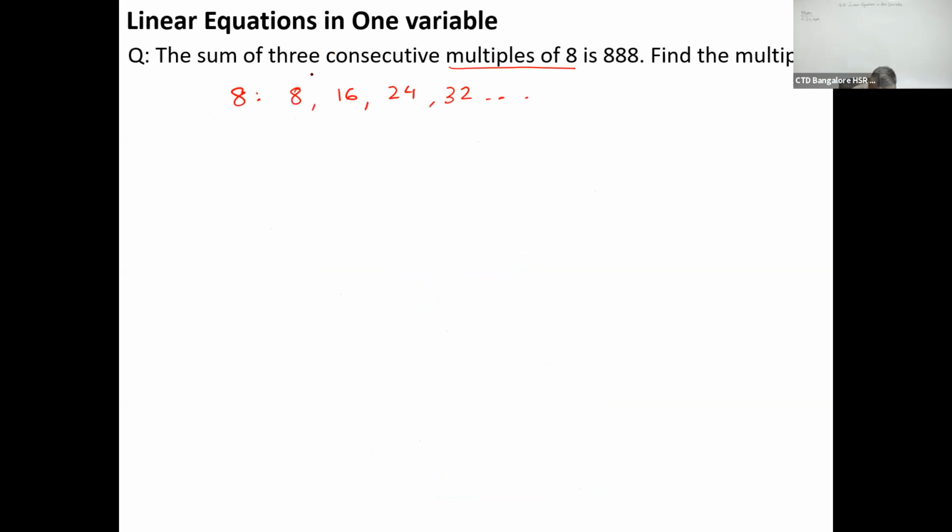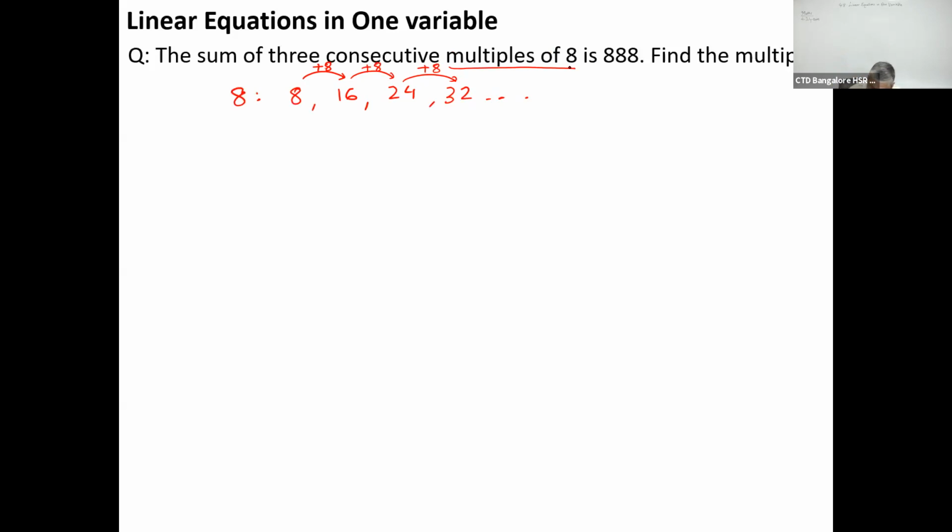Now what I want you to understand is, if it's a multiple of 8, every other number can be found by adding 8. So 8 plus 8, 16. 16 plus 8, 24. 24 plus 8, 32. And the next number will be 32 plus 8, which is 40. So we got the trick. The trick is, for three consecutive numbers, each number will be formed by adding 8 to the previous one.